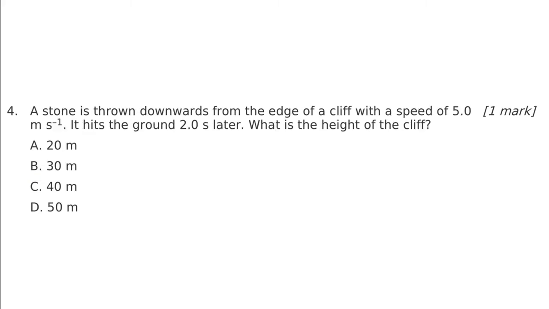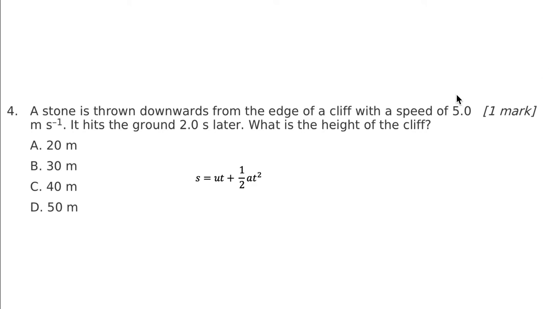This one, we've got a stone being thrown downwards from the edge of a cliff, with a speed of 5 meters per second, and it hits the ground 2 seconds later. What is the height of the cliff? In other words, what is the displacement? And again, we're going to use our equation s equals ut plus half at squared.